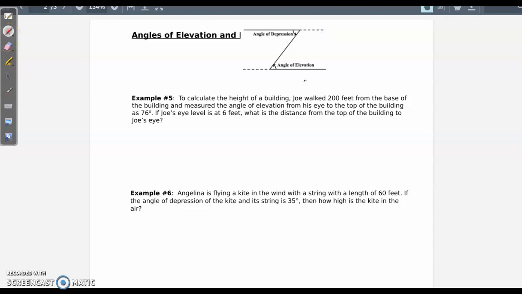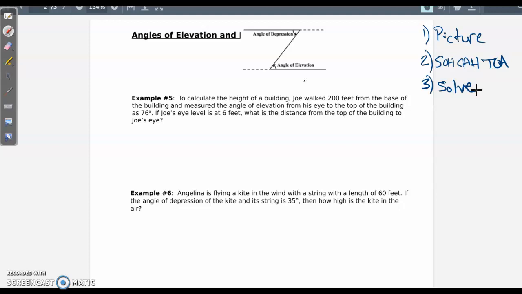A couple steps to follow when solving these word problems. Step 1, you're going to draw the picture. Step 2, you're going to identify which trig function, whether you're doing sine, cosine, or tangent. And then step 3, you're going to solve either for the missing side length or the missing angle.